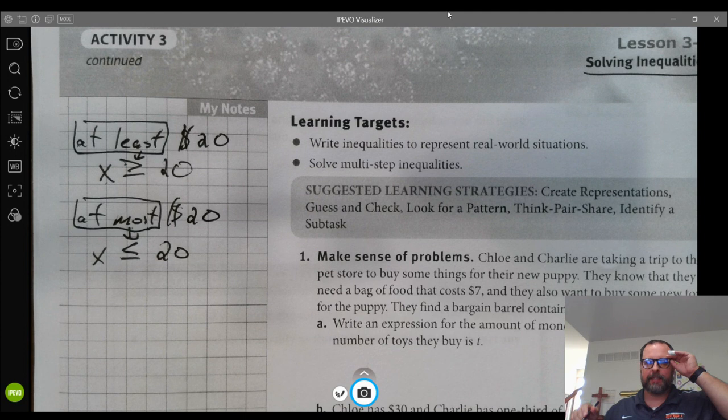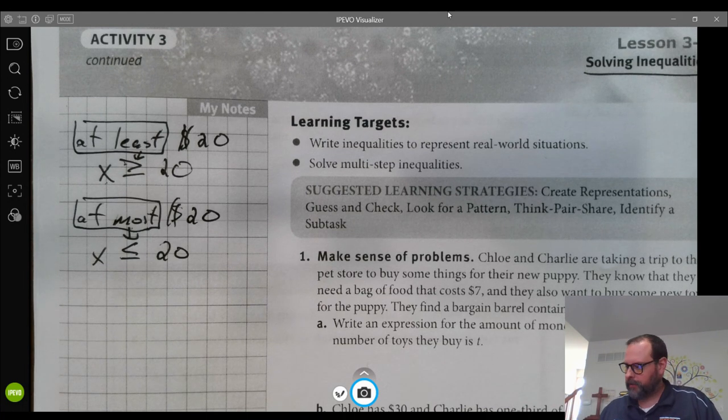So our brain sees least and we think less and we want to make that sign. I suggest anytime you see ones like this, go back and think of it in terms of a at most in your pocket, at least in your pocket, and that'll give you a better idea.